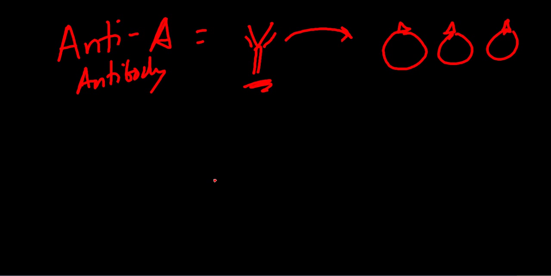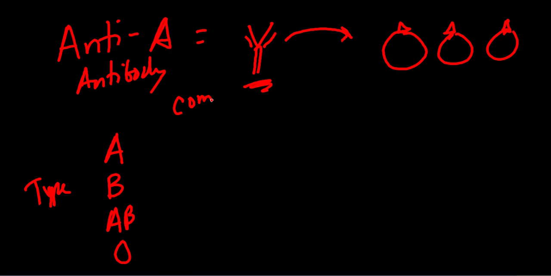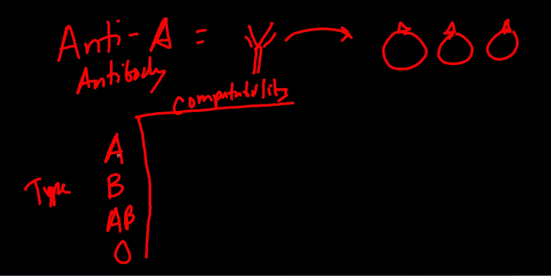So going back over everything, we talked about the ABO system, we talked about the RH system, and we also talked about some clinical vignettes. So just in summary right now, I'm going to create a little table. So blood type A, blood type B, blood type AB, and blood type O. So blood type over here. And then we'll do compatibility. Compatibility up there. So what blood type is type A compatible with?